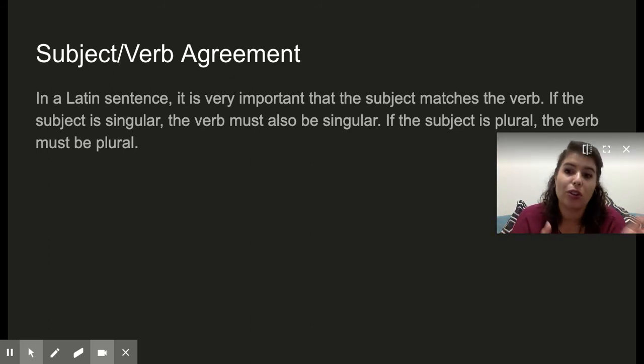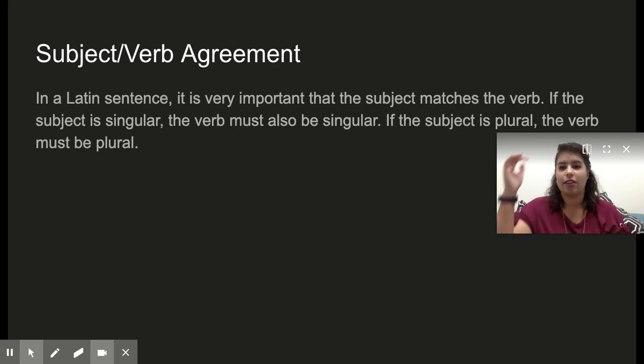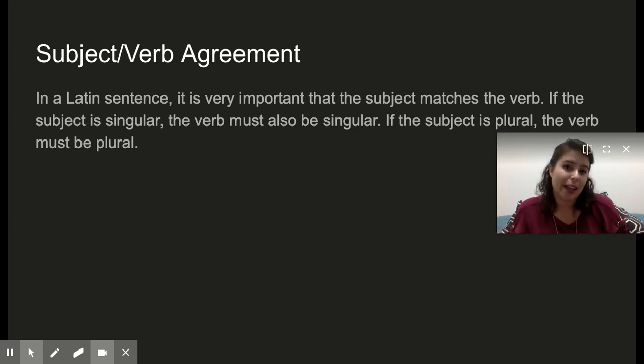If your subject is plural, the verb also must be plural. And then again, if I am the subject, your verb has to match that, ending with the O. Now, for the first and second person, this isn't going to be as big of a deal.